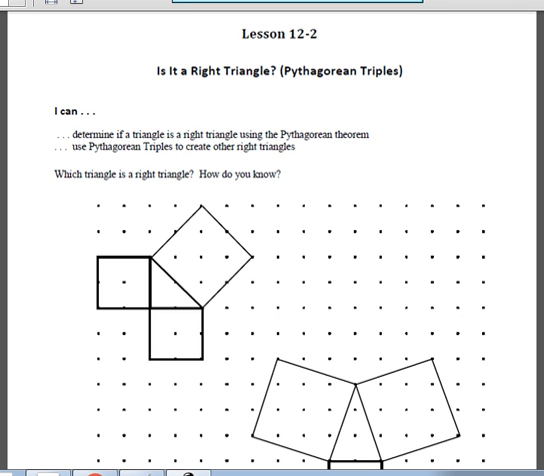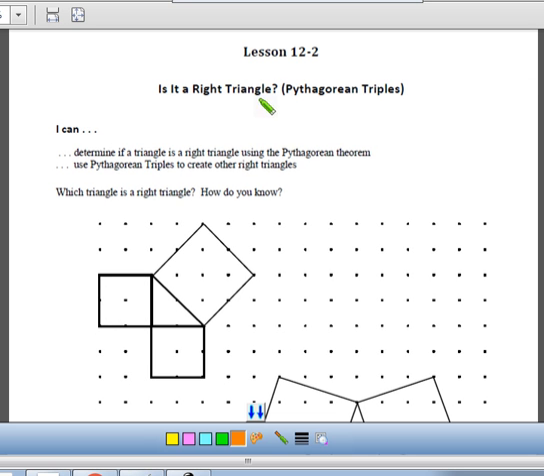Okay, welcome to the video notes for the next lesson in topic 12-2. Is it a right triangle? Pythagorean triples. So in this video, we're going to be deciding, are we dealing with right triangles?